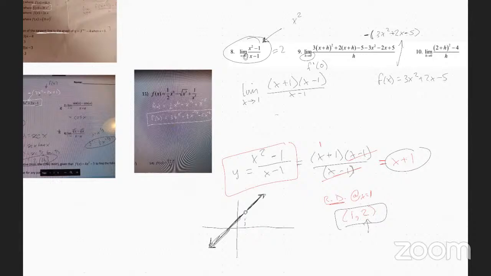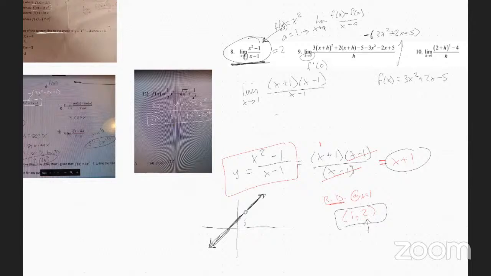Because you could think of that as the limit as x goes to 1 of f of x minus f of a all over x minus a. That's what they're doing, and a equals 1. f of x equals this, and a equals 1. So they're really not doing what I was showing you here, although it does work that same way.